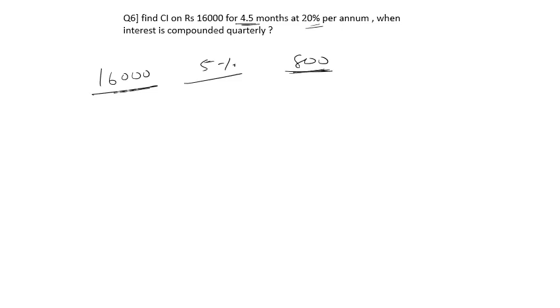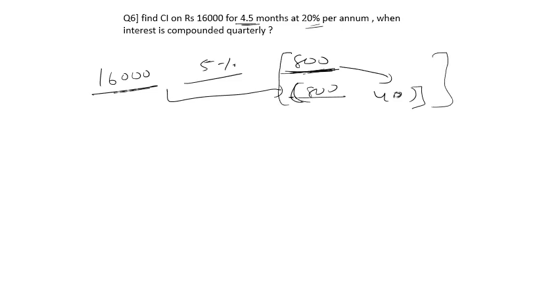This 800 is the interest for 3 months. 1 quarter is 3 months, guys. For the next 3 months it will be 800, meaning 5% of the principal and 5% of the first interest. That is how much? That is 40, guys. Okay, for the first 3 months this is the interest. For the next 3 months this is the interest. So total for 6 months this is the interest. This complete interest, guys, it is for 6 months.